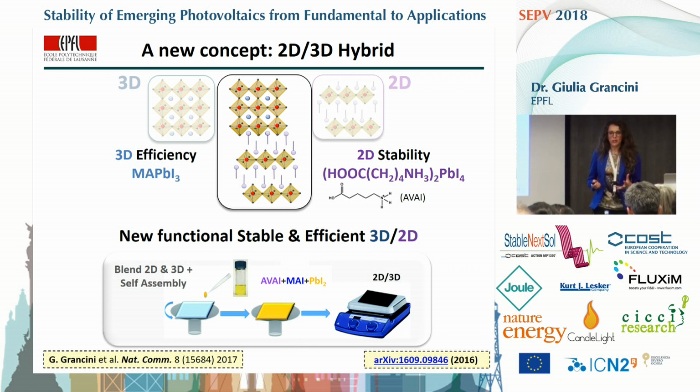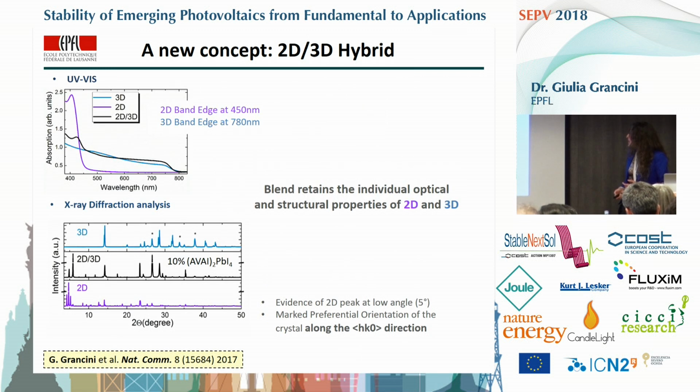How? The approach was very simple. We blended together the precursors of the 3D perovskite and the 2D perovskite, and following a self-assembled process, we deposit our 2D, 3D composite on top of our mesoporous titanium substrate. Very interestingly, you can notice that upon blending these two materials together, the composite retains the individual optical and structural properties of the two phases.